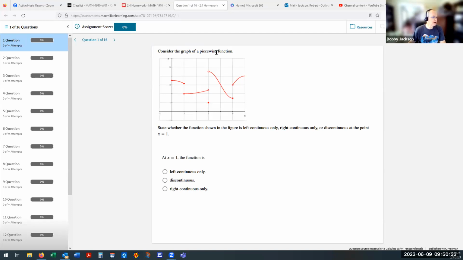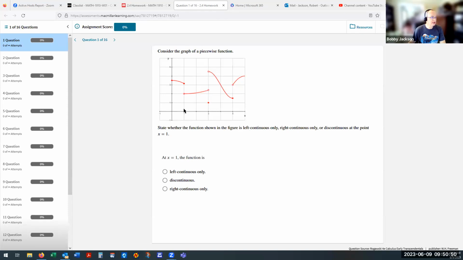Anyway, consider the graph of this piecewise function. State whether the function shown in the figure is left continuous only, right continuous only, or discontinuous at the point x equals 1. Okay, so this is question number 1 again.